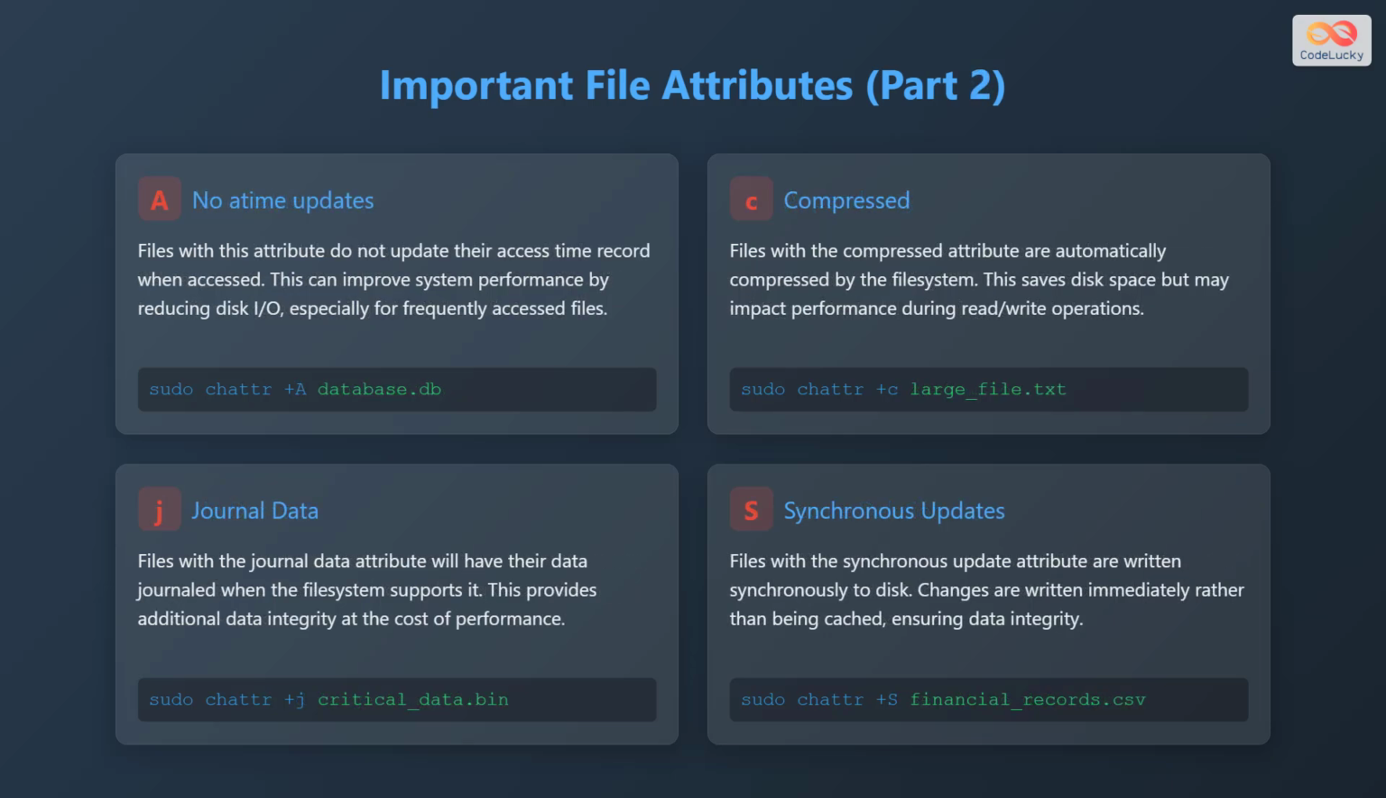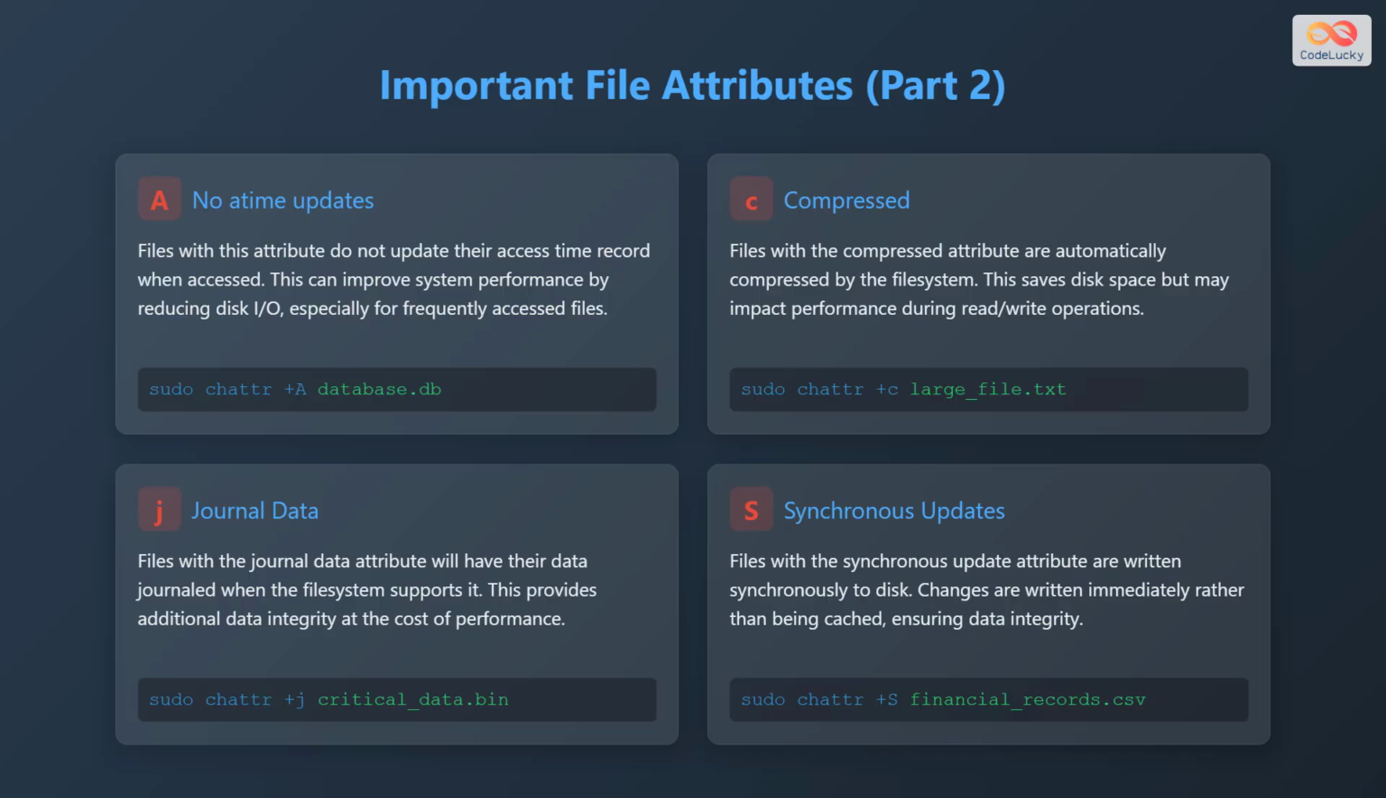Let's continue exploring important file attributes. First, we have the A attribute, which stands for no time updates. Files with this attribute do not update their access time record when accessed. This can improve system performance by reducing disk I/O, especially for frequently accessed files. For example, to set the no time updates attribute on a file named database.db, use the command sudo chattr +A database.db.